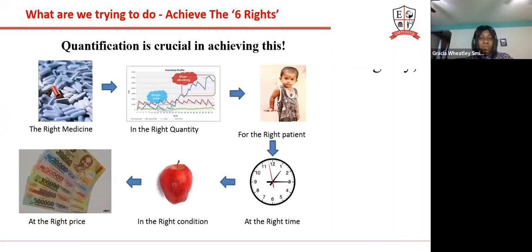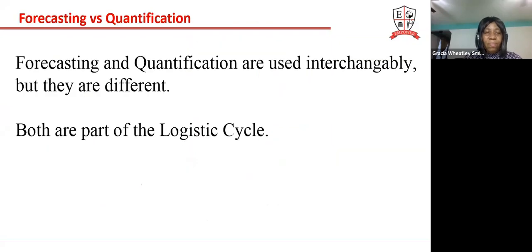In quantification, we are trying to get the right medicine in the right quantity to the right patient at the right time, in the right condition, and at the right price. And all of this has to be done. In order for us to do this, we must, as accurately as we can, quantify the amount of medicines that is required in our country.